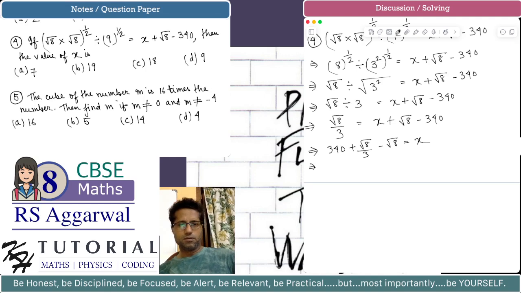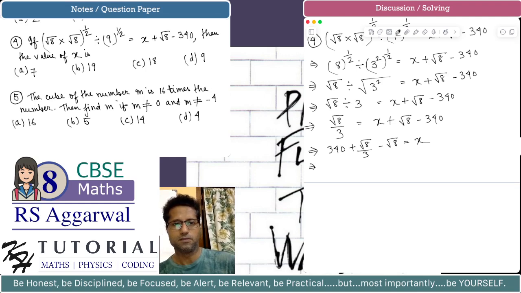I think the problem is not correct. I might have done some mistake in copying the problem. From this equation, we will definitely not get a value of x as an integer, but all the choices are given as integer.